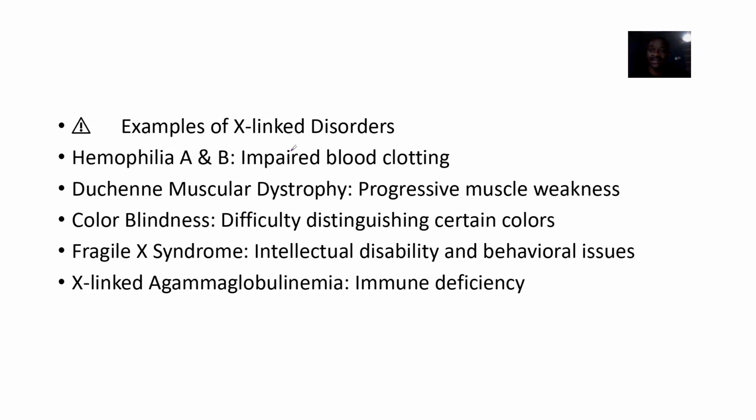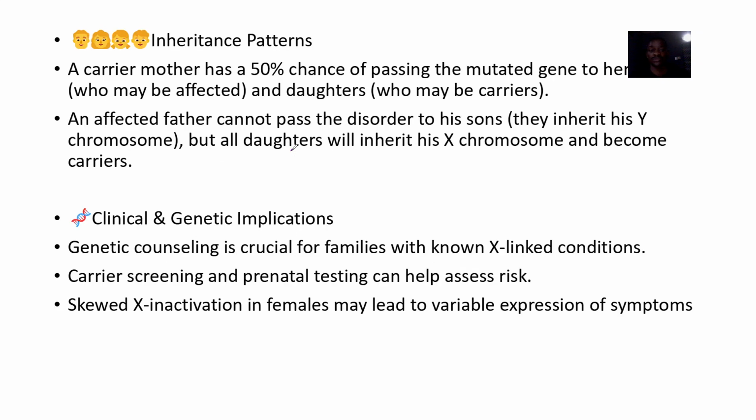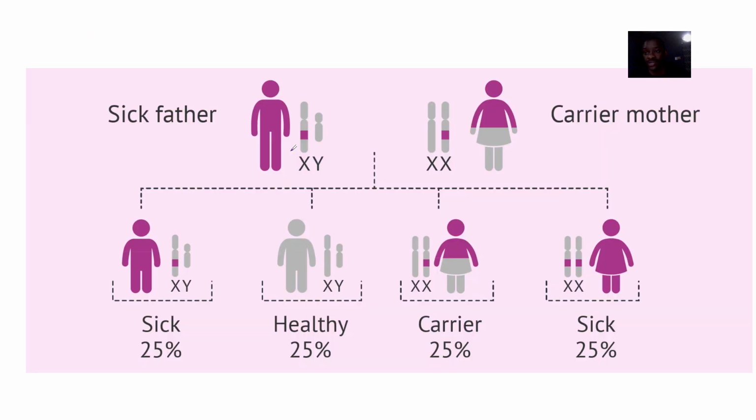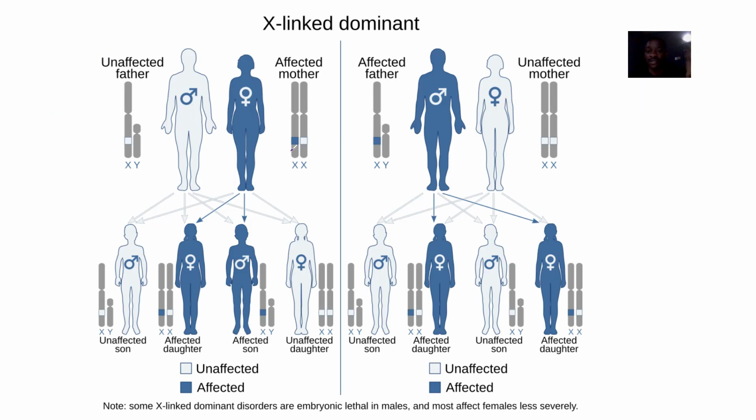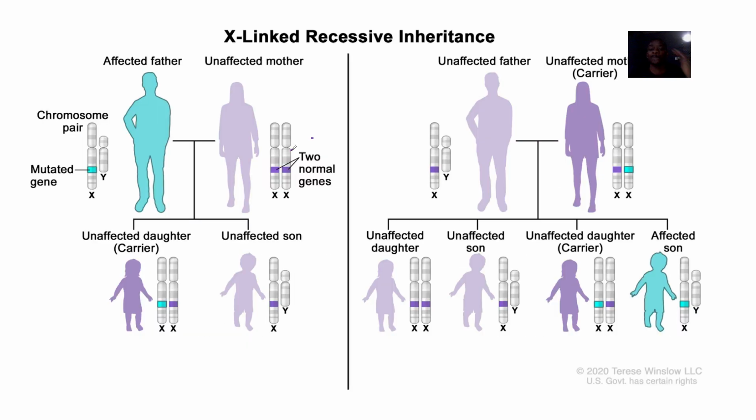So Hemophilia A and B, Duchenne muscular dystrophy, color blindness, fragile X syndrome, X-linked agammaglobulinemia. All of these are examples of disease conditions that affect the X chromosome. So the inheritance pattern is what we have looked at in all those pictures. Okay, so please come back here and observe. You can pause to observe this. You can also pause to observe this. Okay, so that's it.